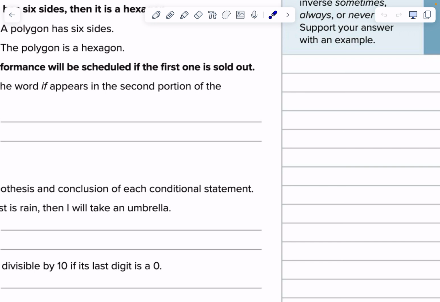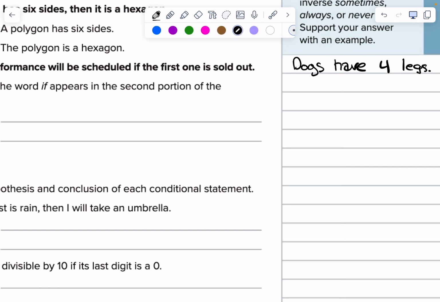So here we go. Yesterday, we were talking about dogs have 4 legs. Write that down. That's a statement. Dogs have 4 legs. I understand some dogs don't. Some dogs have only 3 legs. Some dogs only have 2. But for now, we're just going to say dogs have 4 legs. Now, I want to write that into a statement that's called a conditional statement.